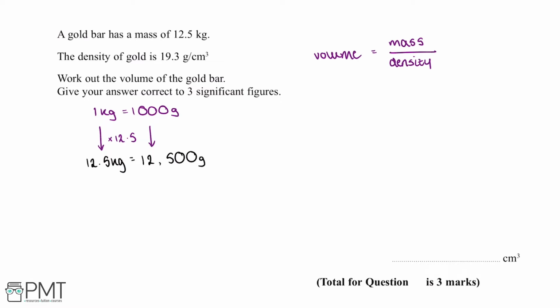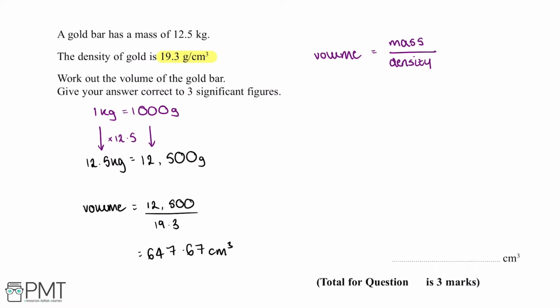So now we're going to want to substitute the mass of the gold bar and the density of the gold into this equation. So our mass in grams is 12,500 and our density is 19.3. And this gives us an answer of 647.67. And the units for our volume is centimetres cubed.